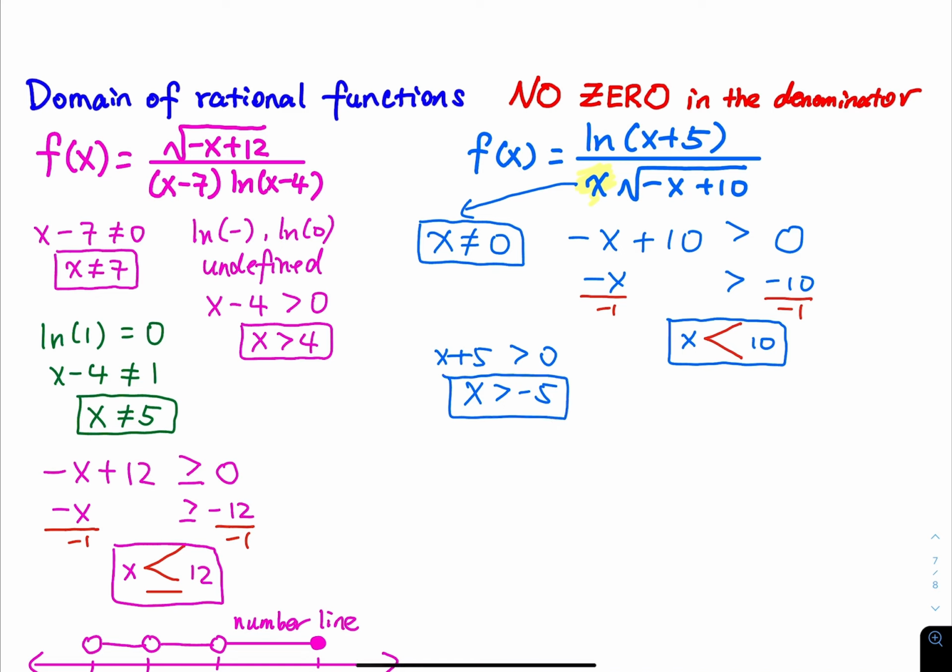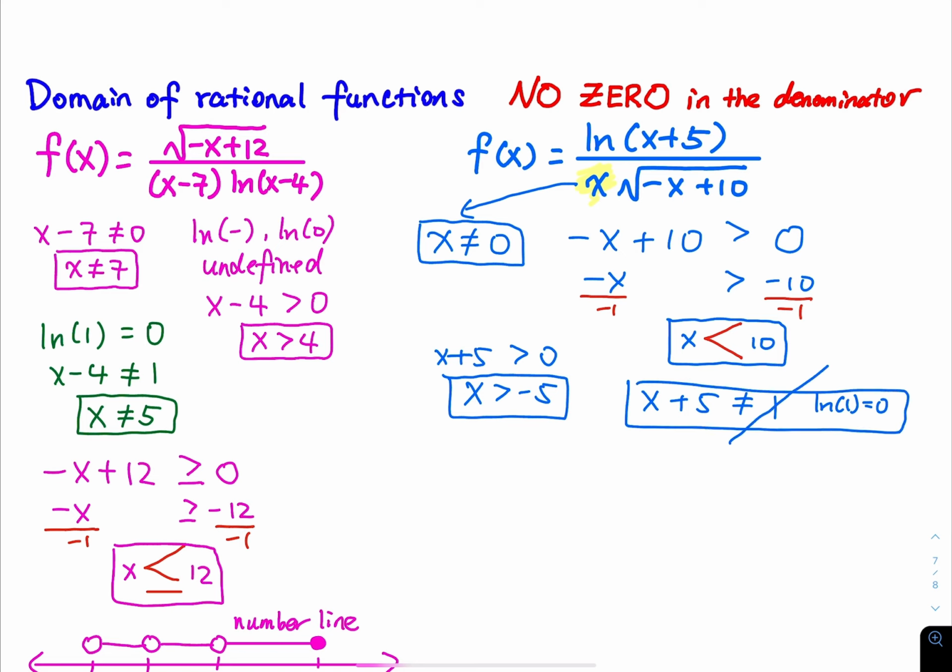Let me ask you another one. Should I do x plus 5 not equal to 1 because ln 1 is equal to 0? Should I take care of this? The answer is no. Even though you have ln 1 on top, that is fine. ln 1 is 0. We have that in the numerator, so it is okay. So this is not necessary, because the ln is in the numerator.